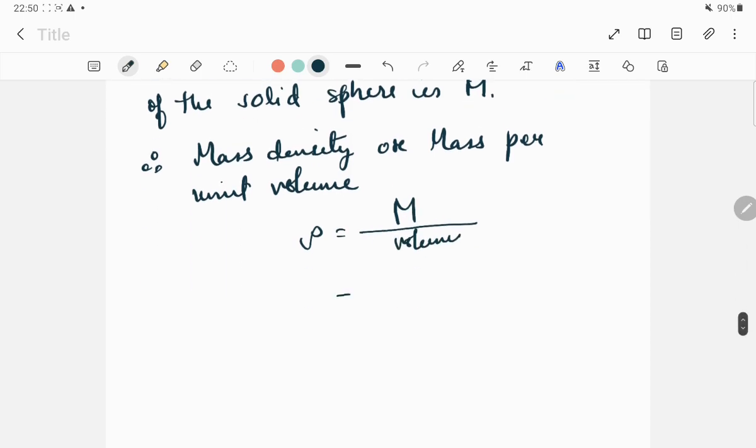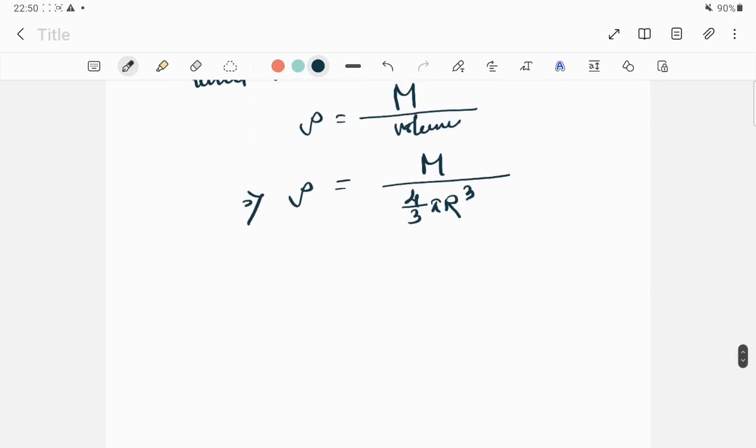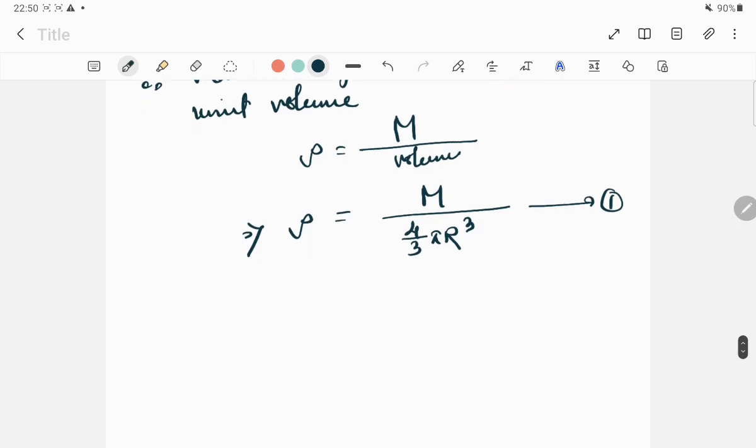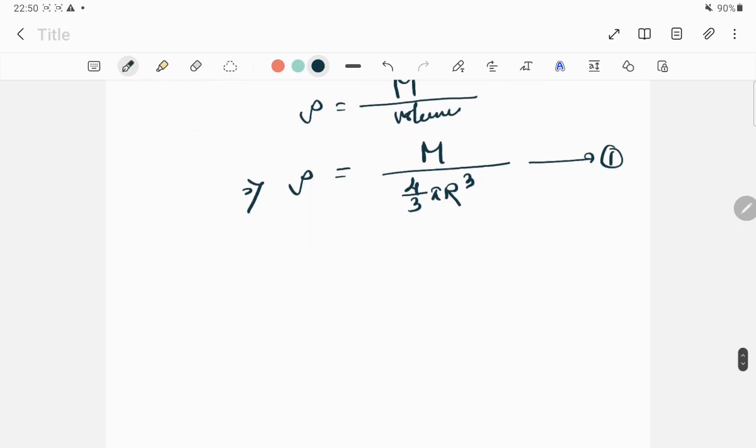Now you know that the radius of the sphere is capital R, so it will be 4 by 3 pi R cube rho. Now you can differentiate this from a solid spherical shell. In case of a spherical shell, we took area, not volume. This thing we have already discussed in class. So this is our equation number 1.